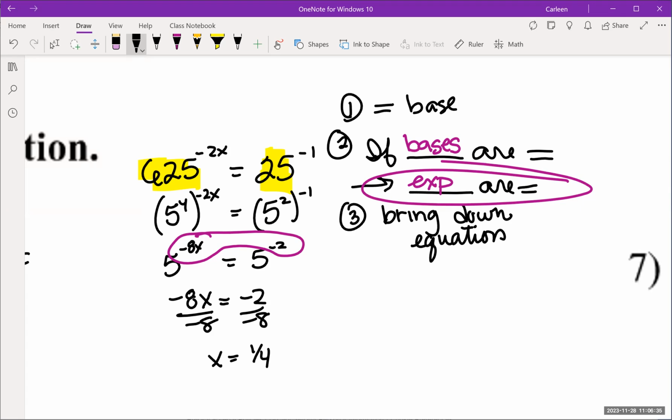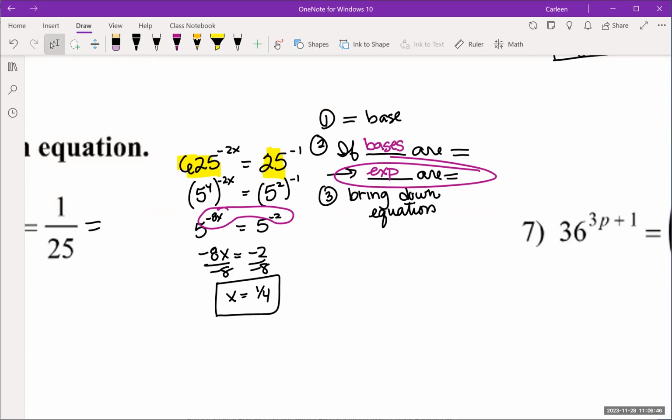So many people, they're like, oh, x equals 4. Whoa, whoa, whoa, look closely. 8 is on the bottom, 1/4. Okay, so get the bases the same. If the bases are the same, then the exponents are the same. Bring down the equation.